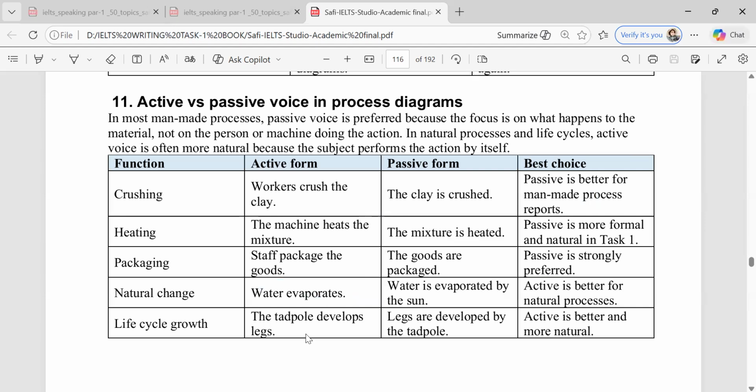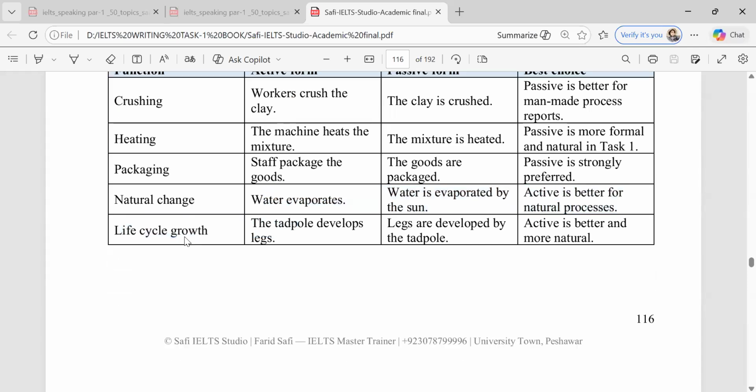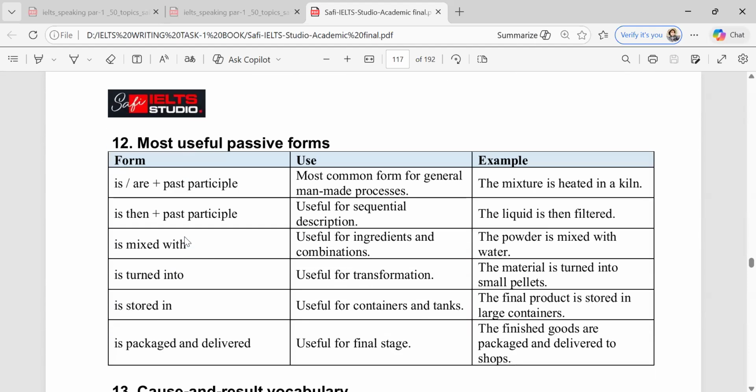Then we have: tadpole develops legs, clear. Would we say legs are developed by this? No, active is better for natural. For any type of natural process diagram, clear. For natural, what do we prefer? Active, not passive. But for man-made, we go for the passive form.